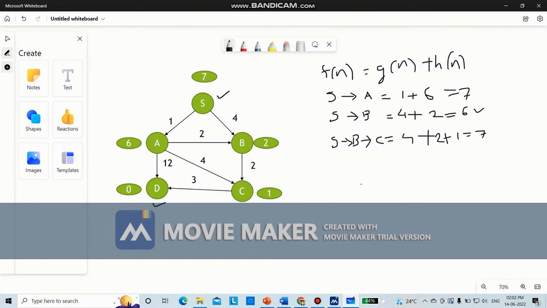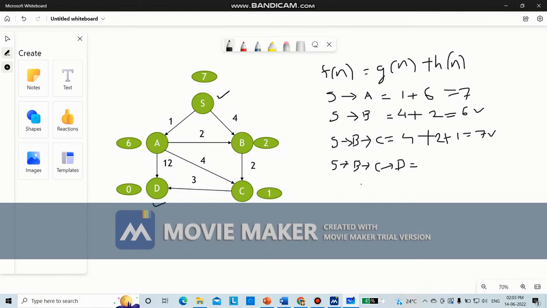Out of these two paths we can take any path because the cost is the same. Since we are continuing with this, let us take this one. You can take the other one also. We will continue this path till we reach the goal node. So we have explored till here. Now from C, where can we go? From C we can go to D, which is the goal node, right? So what is the path here? First we will calculate G of n: 4 plus 2 plus 3.